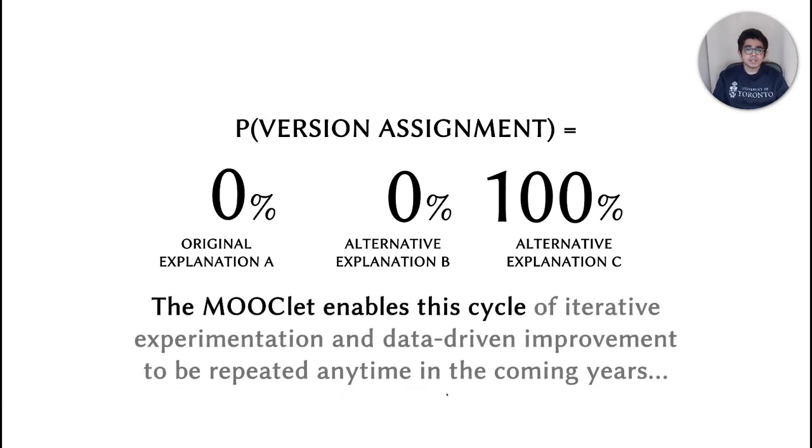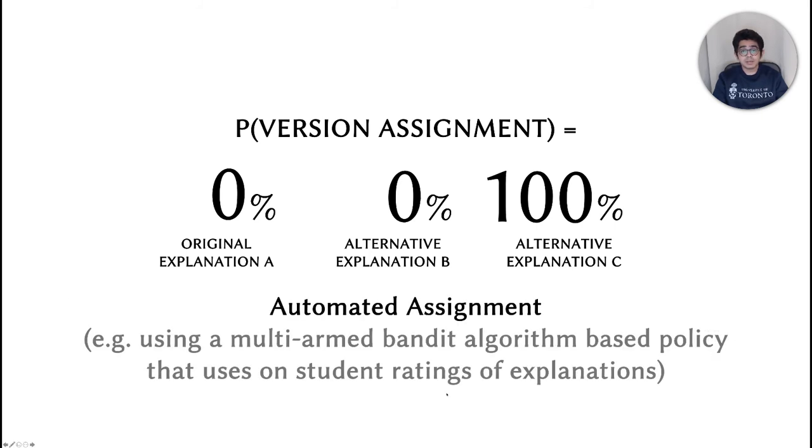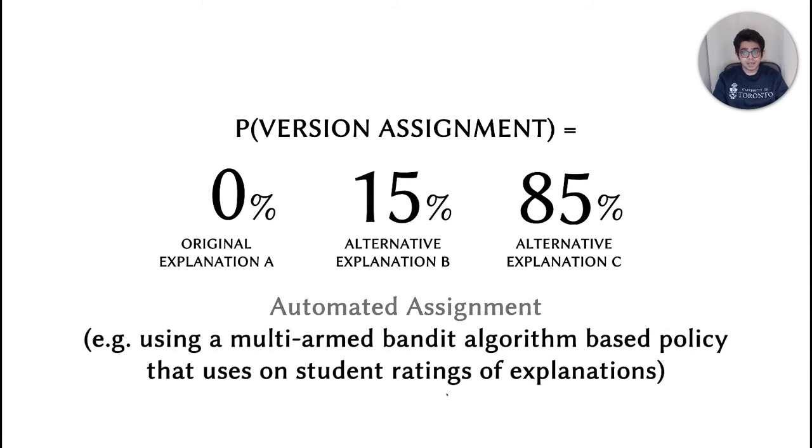The MOOClet enables this cycle of iterative experimentation and data-driven improvement to be repeated any time in the coming years as new ideas arise or data emerges about how to better explain. The MOOClet also enables automation of data-driven improvement. For example, logging code can be used to send MOOClet metrics like student ratings of explanations. The next time explanations are proposed, to avoid manual analysis, the course team could use a built-in, widely used multi-armed bandit algorithm for adaptive experimentation to automatically analyze explanation ratings and change the experience for future students.